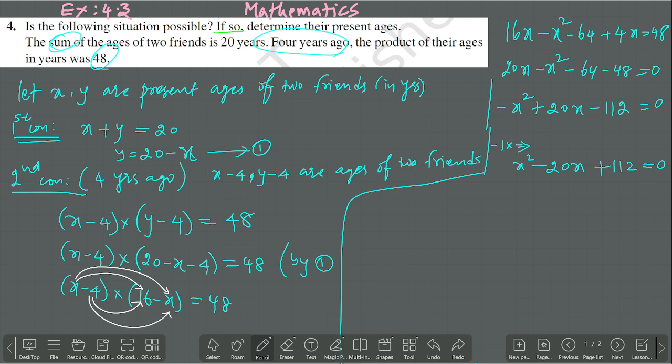Factorization. Before that, we need the prime factors of 112. When you add, you should get minus 20. So what is 112? It is 2 times 56, 2 times 28, again 2 times 14, again 7.